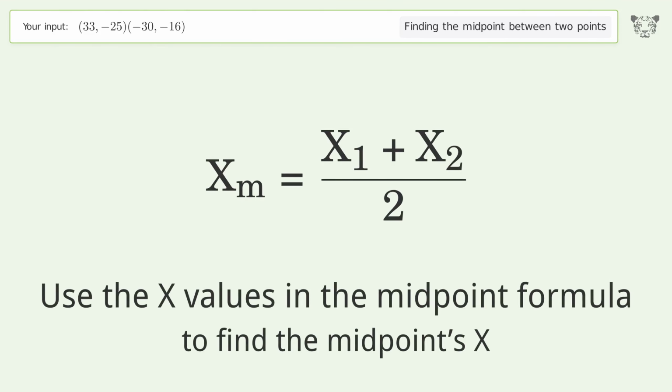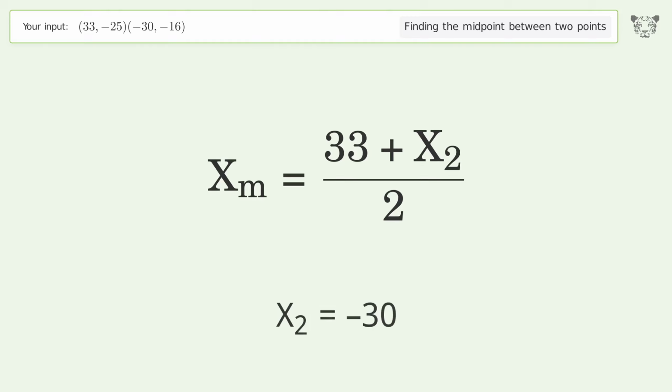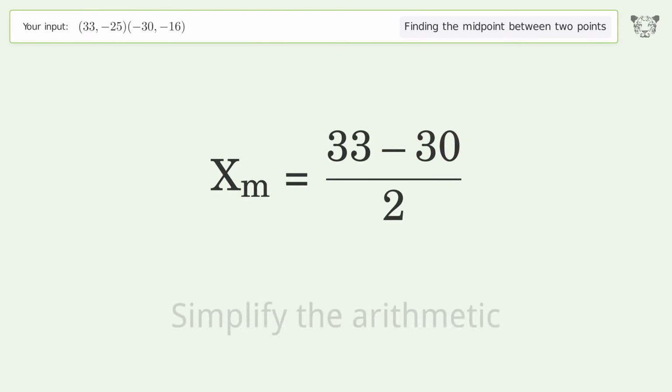Use the x values in the midpoint formula to find the midpoint's x. x1 equals 33. x2 equals negative 30. Simplify the arithmetic.